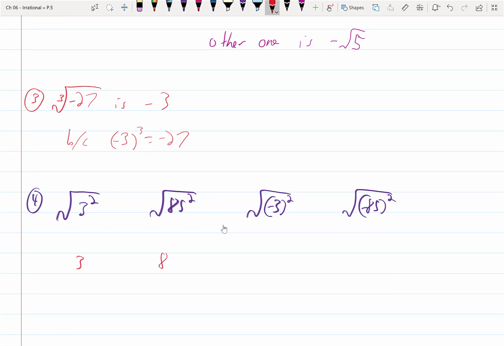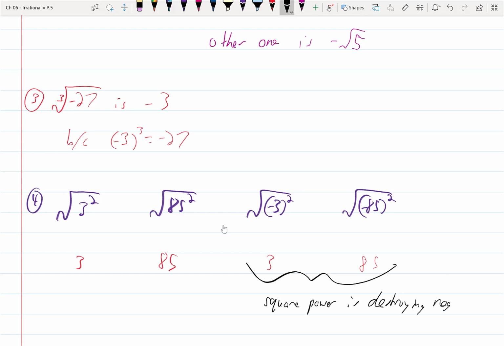This would be 3, this would be 85, but wait a minute. If I follow the order that it's given me, the square root of negative 3 squared is actually just 3, and the square root of negative 85 squared is actually just 85. Something is going on right here. What is happening is that the squared power is destroying the negative, and we never get it back.